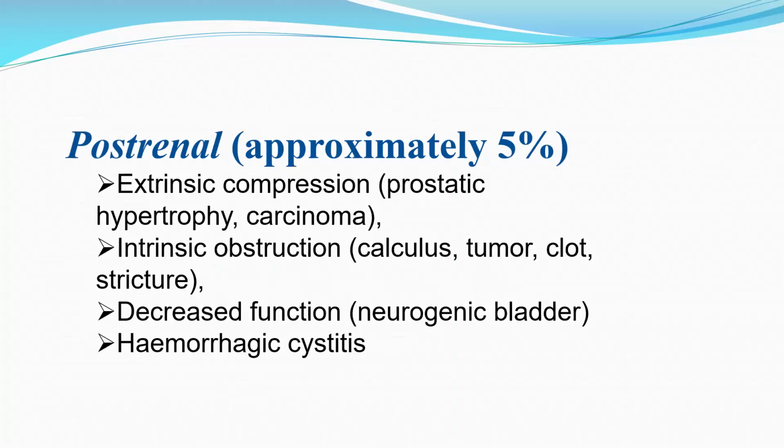These are the post-renal causes of acute renal failure. These are all general causes of renal failure except hemorrhagic cystitis. Hemorrhagic cystitis, in severe cases, can result in back pressure and can also cause acute renal failure.